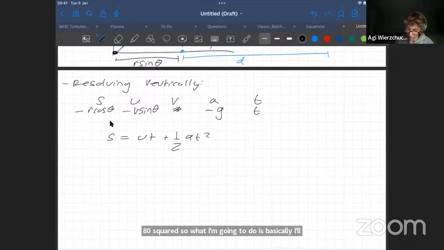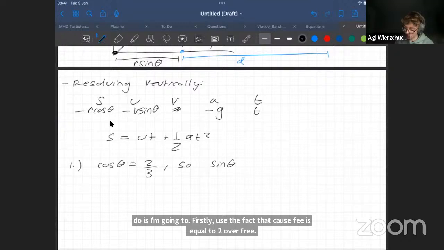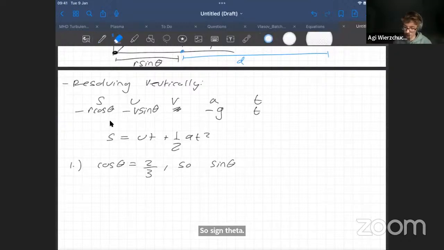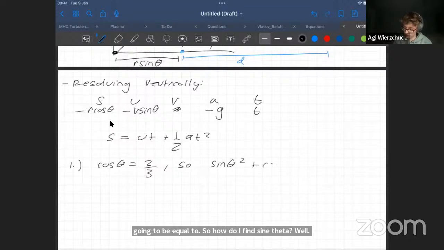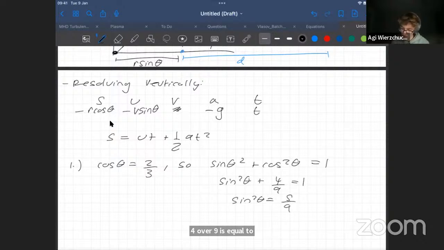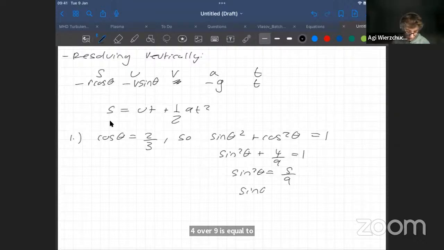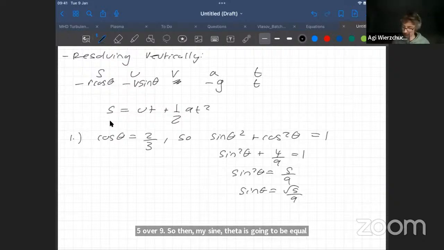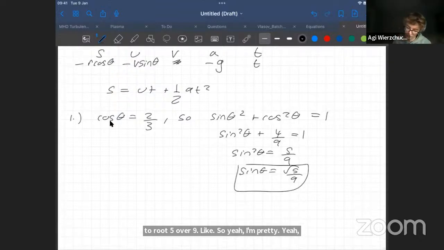So I'm going to firstly use the fact that cos theta is equal to 2/3. So how do I find sine theta? Well, sine squared theta plus cos squared theta is equal to 1. So sine squared theta plus 4/9 is equal to 1, so sine squared theta is equal to 5/9. So then my sine theta is going to be equal to root 5/9, like so. I'm just checking if my maths is correct. Right, okay, so I've got an expression for my sine theta and an expression for my cos theta.